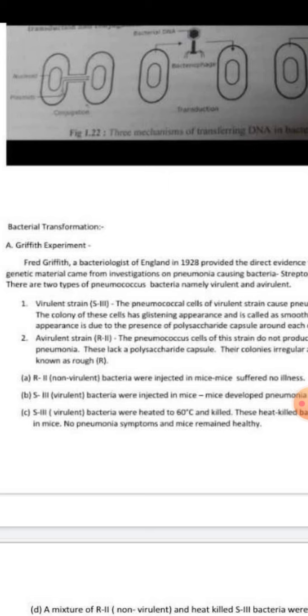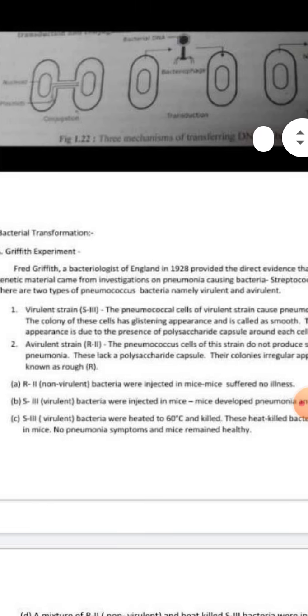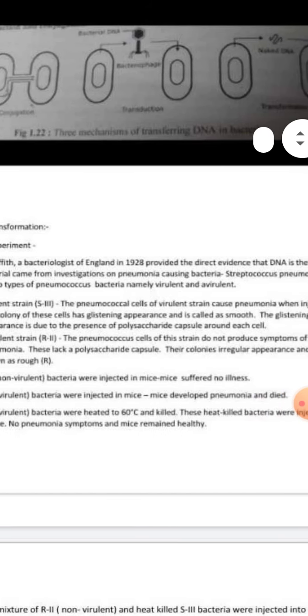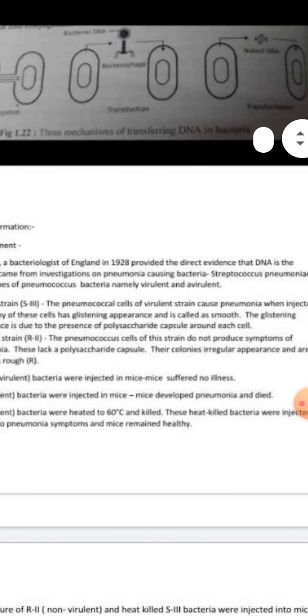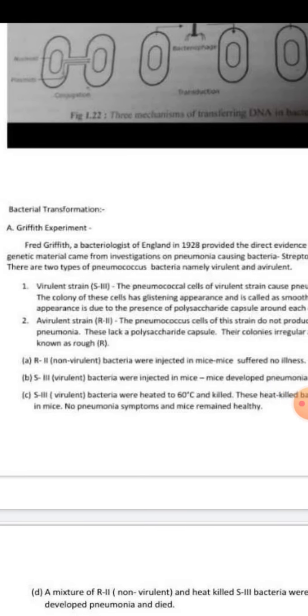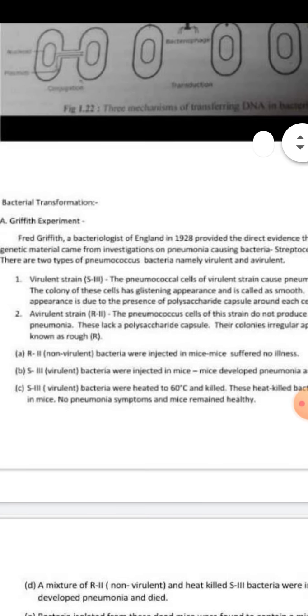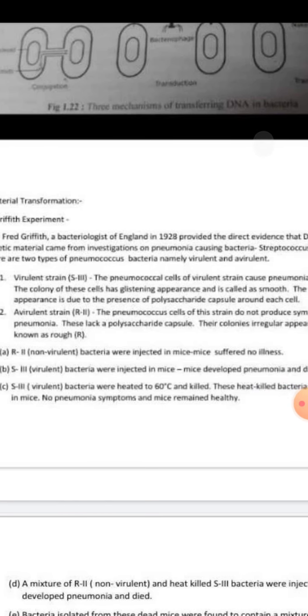So that is the Streptococcus pneumoniae. Two types we have studied: one is the virulent strain and the other is the non-virulent or avirulent strain. The virulent strain is designated as capital S Roman 3. The pneumococcal cells of the virulent strain cause pneumonia when injected. The colony of these cells has a glistening appearance, so it is called the smooth strain. The glistening appearance is only due to the polysaccharide capsule present around each cell.